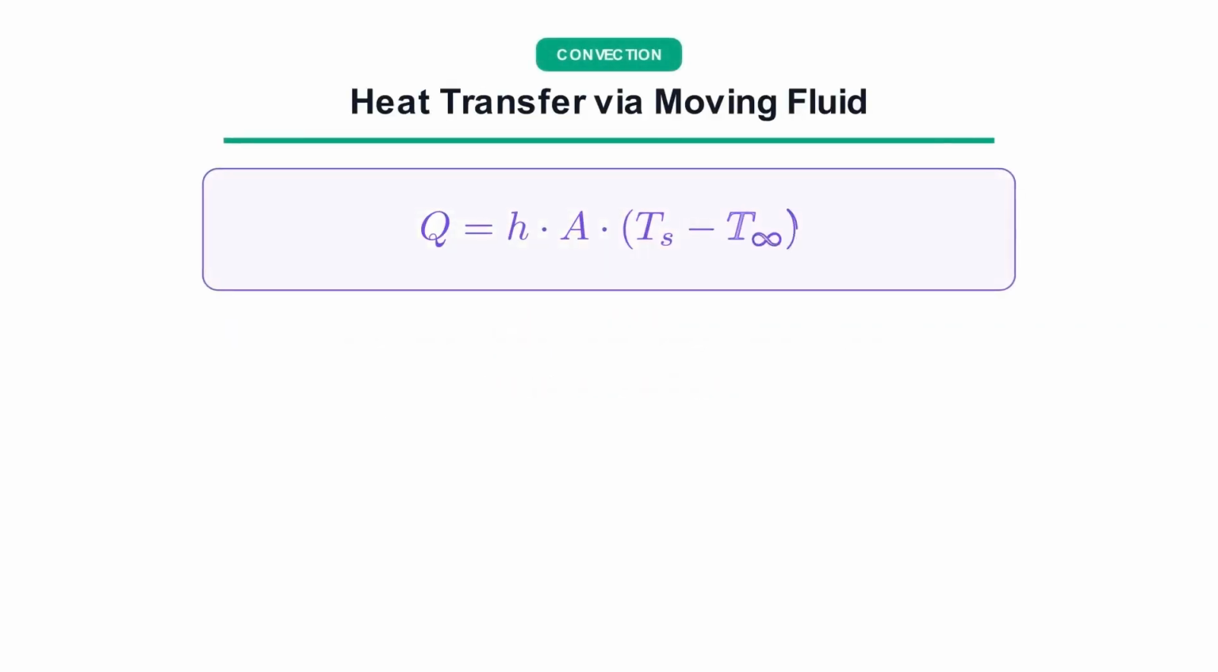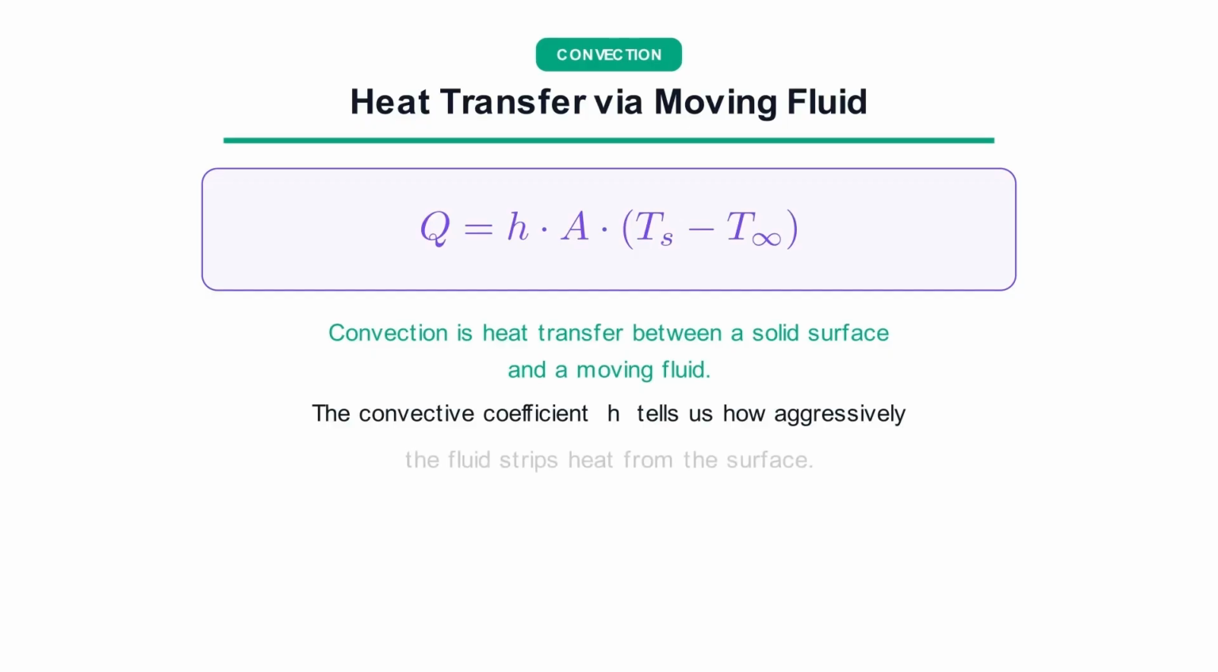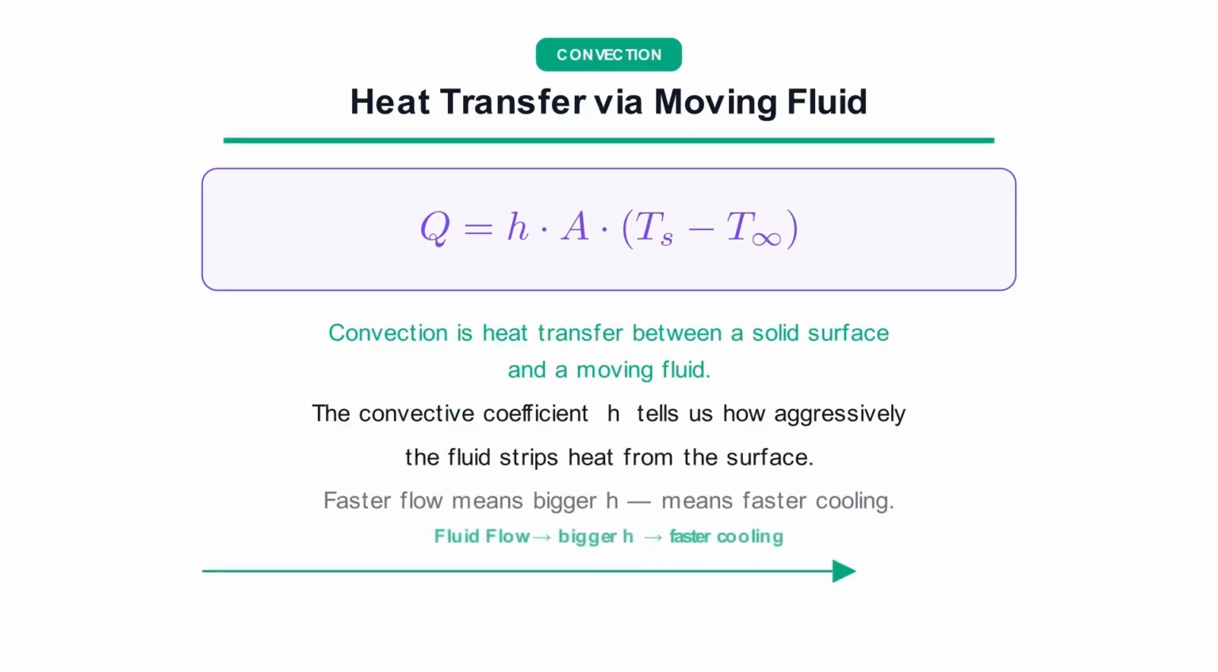Convection is heat transfer between a solid surface and a moving fluid. It follows Newton's law of cooling. Q equals H times A times Ts minus T infinity. The convective coefficient H tells us how aggressively the fluid strips heat from the surface. Faster flow means bigger H means faster cooling.